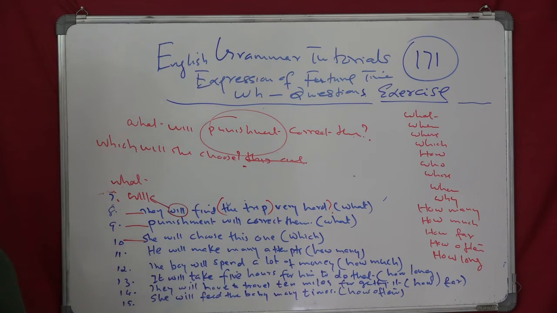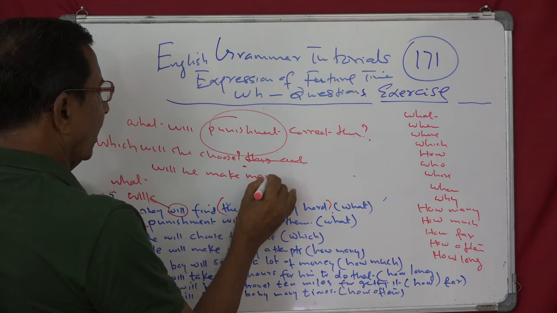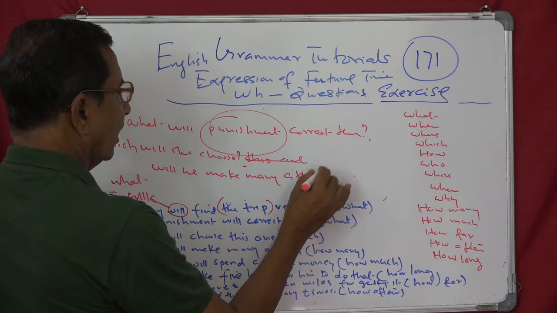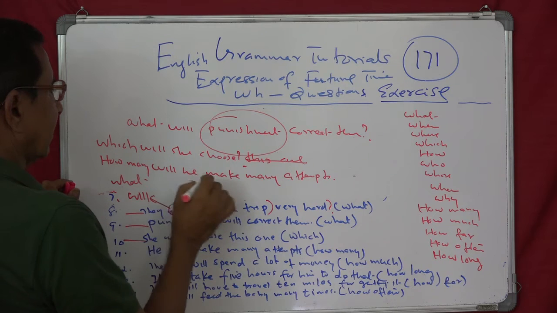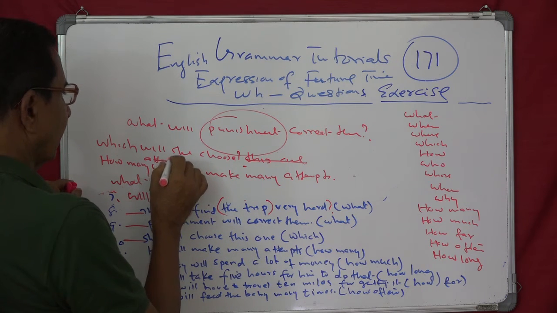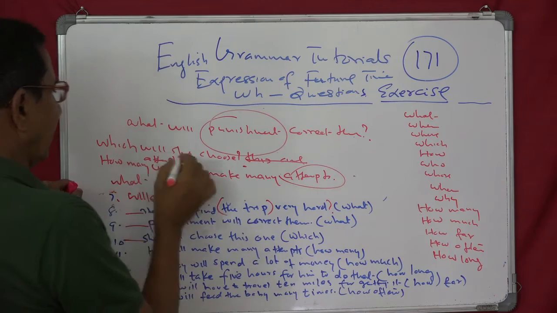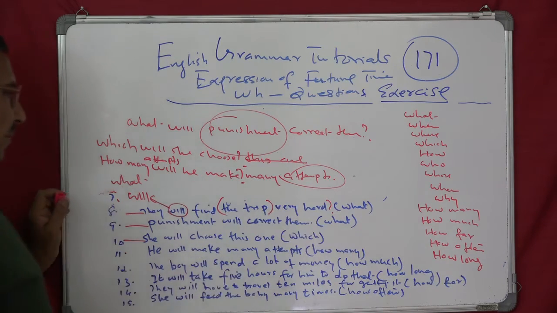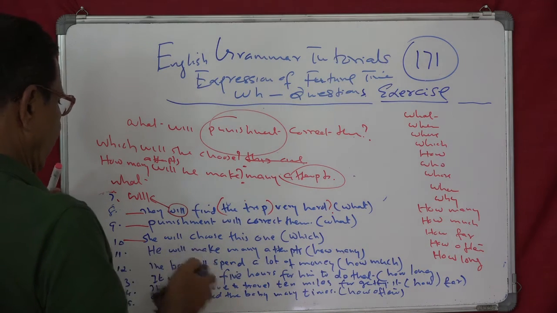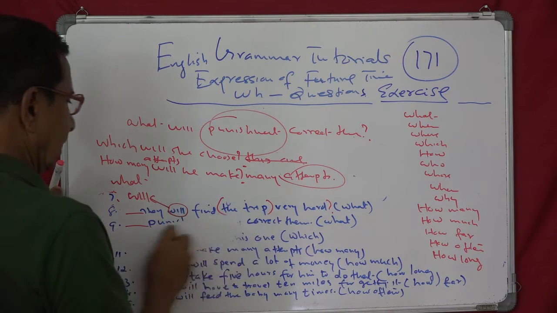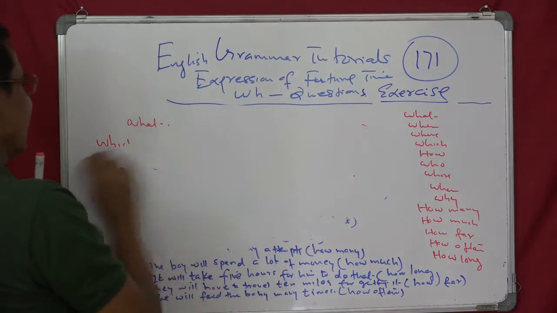He will make many attempts. Will he make many attempts? Attempts. Then how many? How many attempts will he make? So attempts should come here. How many attempts will he make? Then many attempts. Understand? How many attempts will he make? And that will be many attempts, isn't it? Yes. And now further, you can see, so that you get a clear picture of the changes that we make.